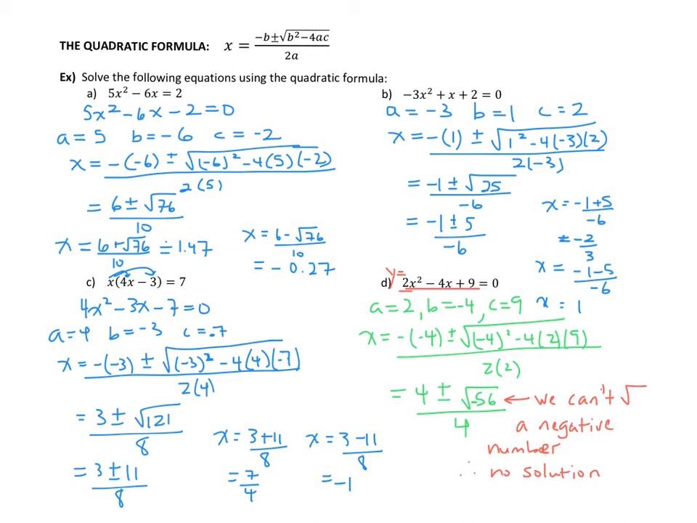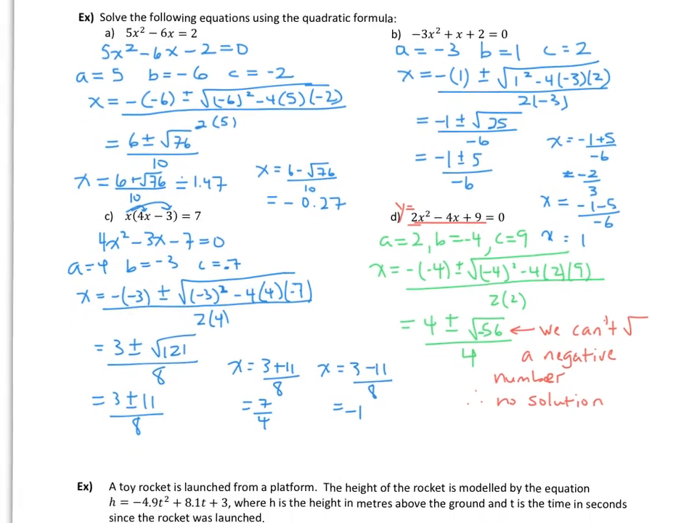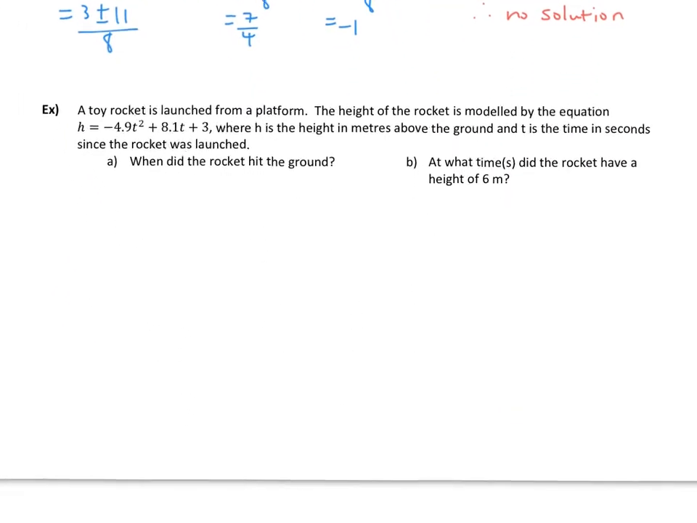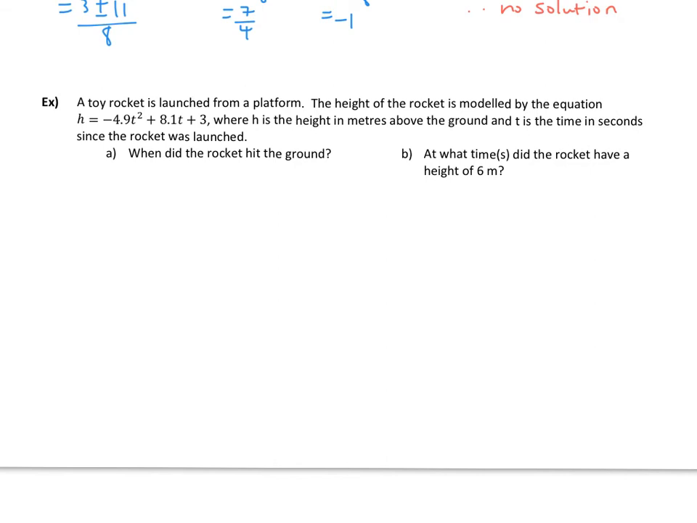All right, so let's put this into play to solve a word problem here. Toy rocket launched from a platform. The height of the rocket is modeled by this equation here that we have, where h is your height in meters above the ground and t is your time in seconds since the rocket was launched. When, so we're solving for t, did the rocket hit the ground? So at the moment it hit the ground, height is equal to 0. So it's time we're trying to solve for, and height is 0. So we're going to sub 0 in where h is, and then we have our quadratic equation that we need to solve.